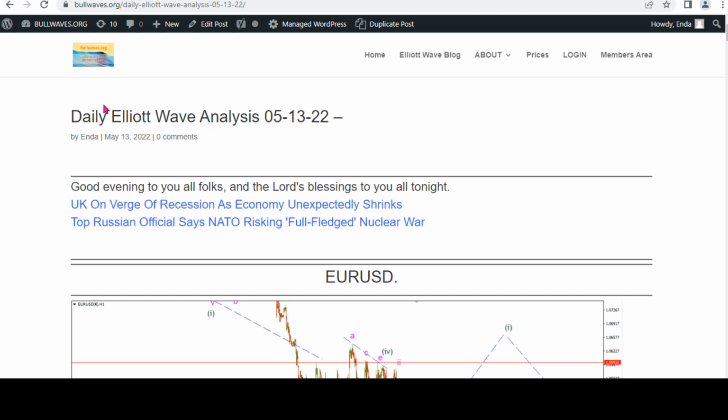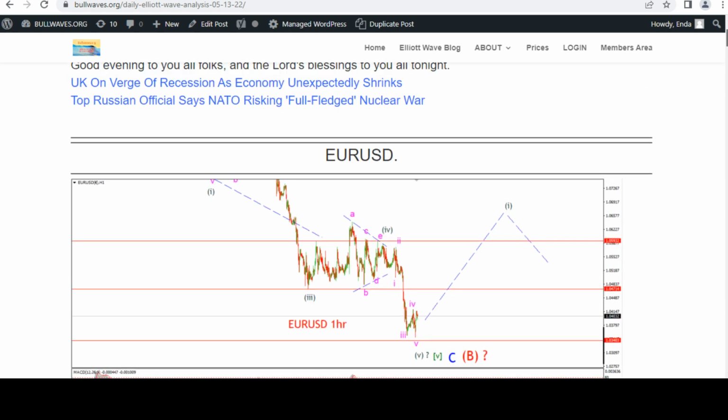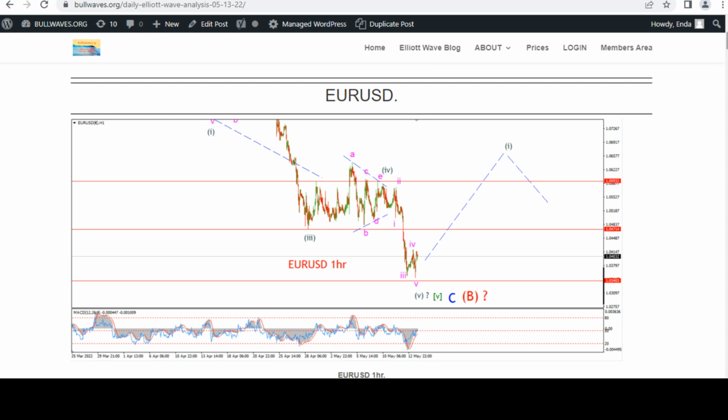I thought I'd start this weekend by showing you what I do on a nightly basis. This is an example of a nightly update, from last night, the 13th of May. I usually start by giving a greeting, and then I throw in some links or charts that I've seen throughout the day that are interesting, or articles or videos. And then I dive into the markets.